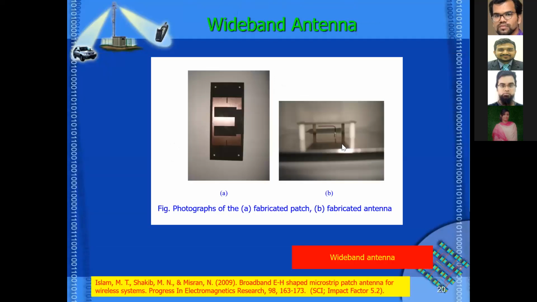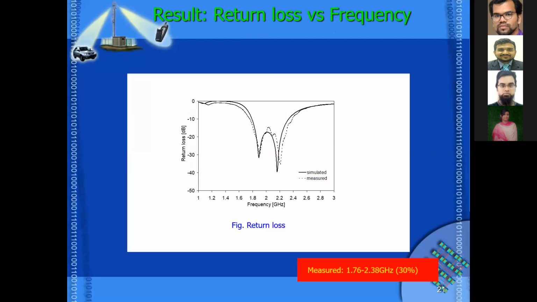Then we move to the wideband antenna. This was also published in 2009. With the last one, we had a problem we couldn't solve: enhancing the bandwidth. So here we tried to enhance the bandwidth itself. We wanted to sustain the gain but enhance the bandwidth, so we modified the patch to give more energy to the E area. We got a better measured result of 30%, from 1.76 to 2.38 gigahertz, and the matching was very good in both simulation and measurement through the VNA.